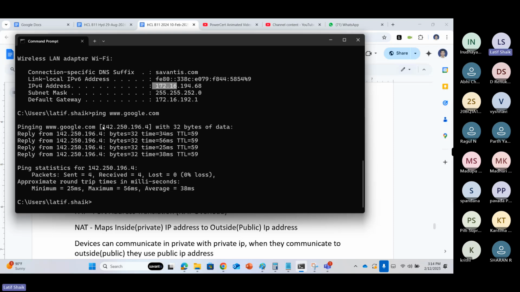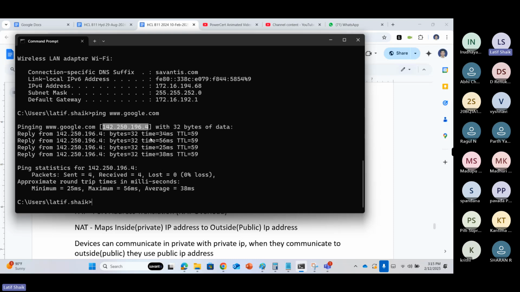If you see this IP address, this is the www.google.com server IP address. Is it public or private? It's not in our private range, which means it's a public IP. Yes, that is a public IP because it's not the 10 series, it's not 172.16, it's not 192.168.